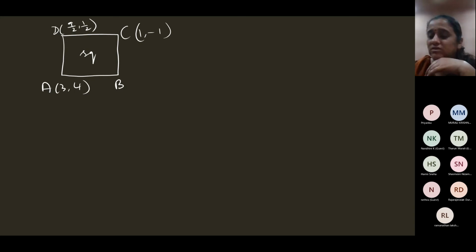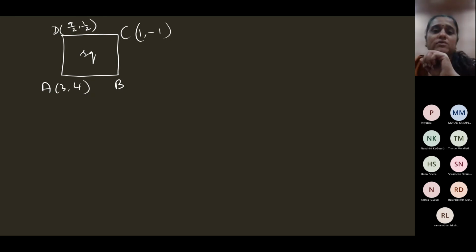So children, here is where we use the properties of a parallelogram. We know that a square is a parallelogram, a rhombus is a parallelogram, a rectangle is a parallelogram. And the diagonals of a parallelogram bisect each other. The diagonals of a rectangle bisect each other, the diagonals of a rhombus bisect each other, the diagonals of a square bisect each other.